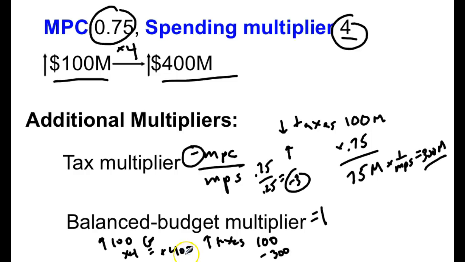And when you add together the impact of the government spending and the impact of the taxes, the net is an increase of 100 million. That's why equal increases in taxes and spending will cause the same magnitude increase in GDP.